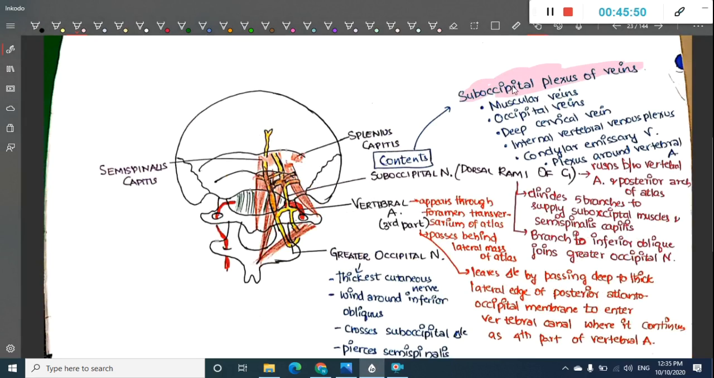In the suboccipital triangle, we have the suboccipital plexus of veins, muscular veins, occipital veins, deep cervical veins, internal vertebral venous plexus, condylar emissary veins, and plexus around the vertebral artery.